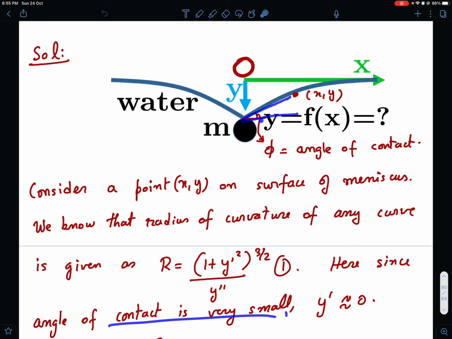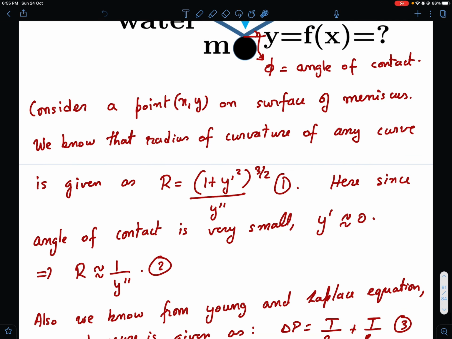However, the angle of contact is very small. That means this angle is very small, and that means the slope of this curve is very small. If the slope of this curve is small, and further it is going to be even smaller, at infinity the slope is going to be 0, right? So I can put y dash as approximately 0, and things get simplified a little bit. I can write the radius of curvature as simply 1 upon y double dash.